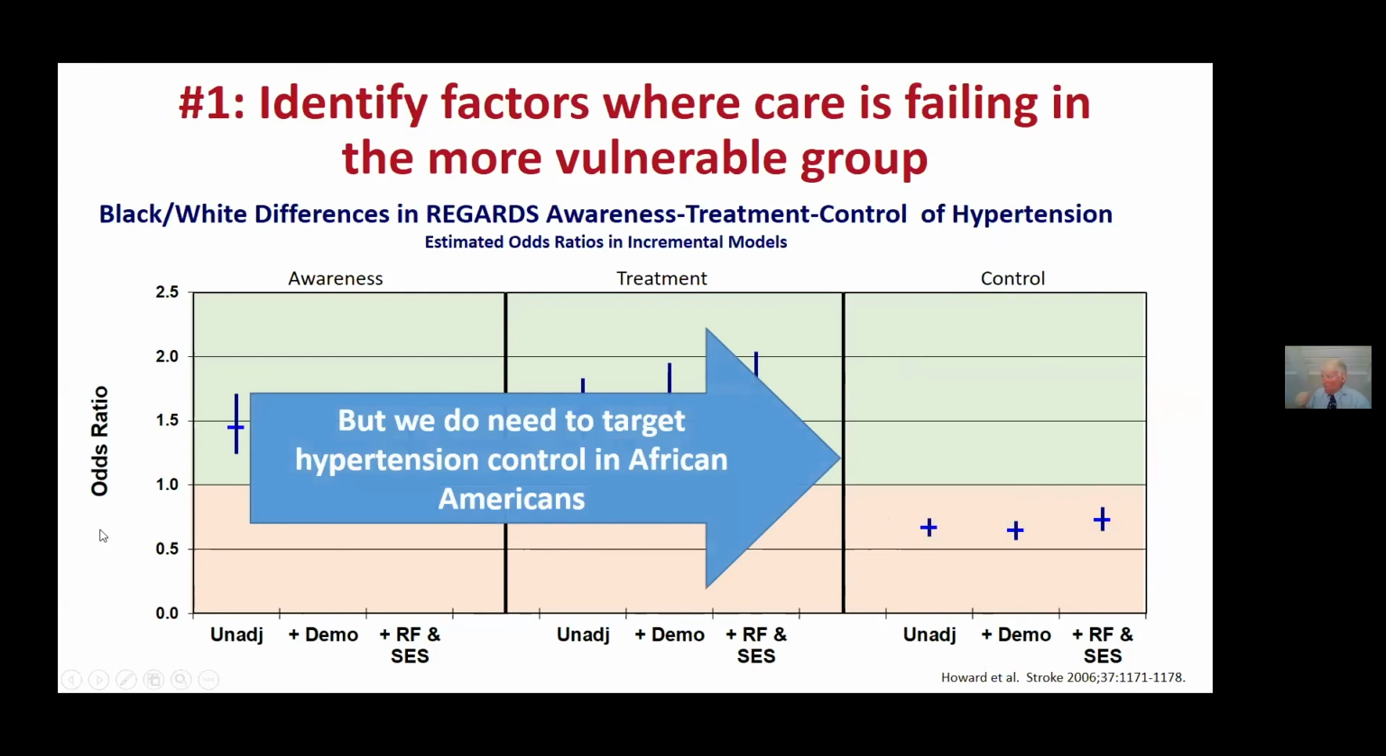On the other hand, we do need to figure out what we can do to improve hypertension control in African Americans. Powerful people like Paul Muntner are working diligently to try to solve exactly this problem. What is it about African Americans that leads to poor control? And so the first idea is to identify this group where the care is failing. So blood pressure control, if we can fix that in African Americans, we can reduce this disparity. That's the first way we can do it.